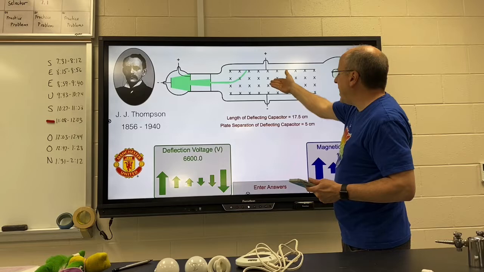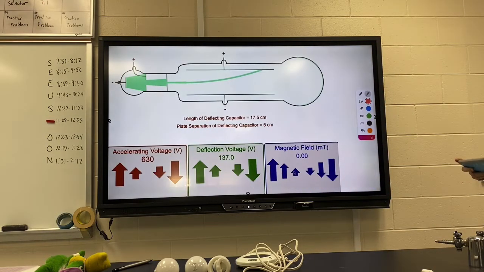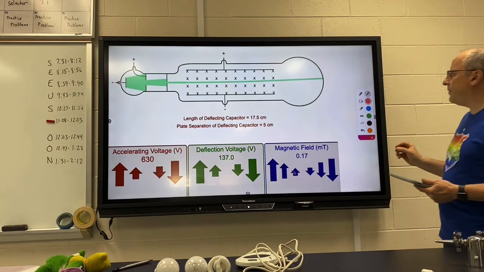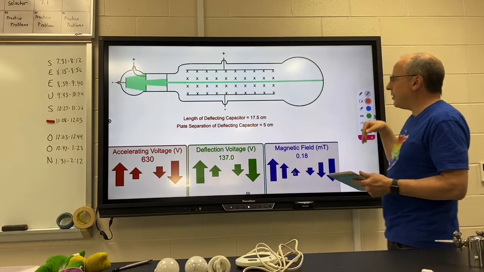So you can see the X's represent the magnetic field. And what we're going to do is we're going to try to undo the capacitor's deflection by strengthening our magnetic field. And by doing this, we can get a magnetic field that's just strong enough to totally cancel out with our force electric.